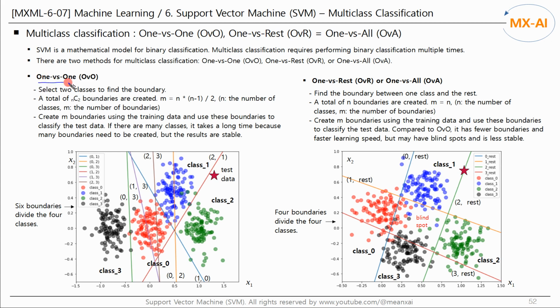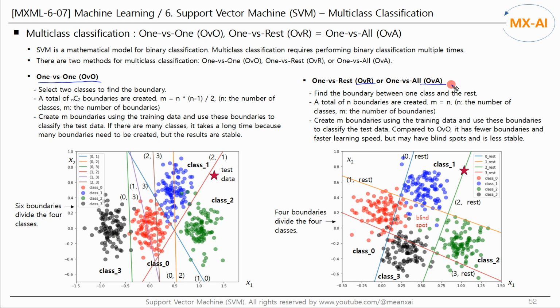As seen in the last video, OVO separates the two classes through binary classification. 6 boundaries are needed to separate the 4 classes. Then, the final class of the test data was determined by majority vote using the 6 boundaries.